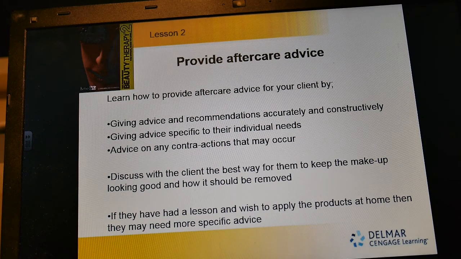Okay, and then we're coming to the aftercare, so the last part of this lesson. Okay, so aftercare, you would need to make sure that you give advice and recommendations accurately and constructively. So you need to know what the aftercare advice is obviously first, which I'm going to tell you. Giving advice specific to their individual needs, so you may need to give them some details of what products they can buy, what you've used, skincare, any other treatments or services that you could maybe recommend that would help their condition. Okay, stuff like self-tan, etc.